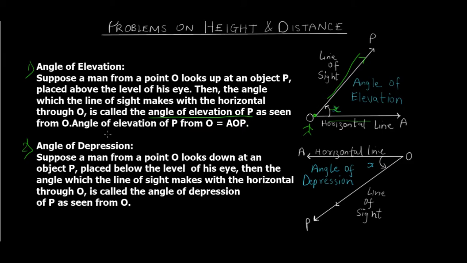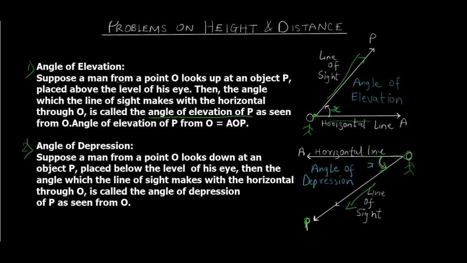Similarly, we have angle of depression. Suppose a man from point O looks down at a point object P. So in this case, the person is standing over here. He is at point O. He is looking down at some point P. So this is the line of sight in this case, and this is the angle of depression that he is making with the horizontal line. So in questions usually they mention that the angle of elevation is so and so. So you need to know what angle of elevation or angle of depression is. So this is what I wanted to talk about.